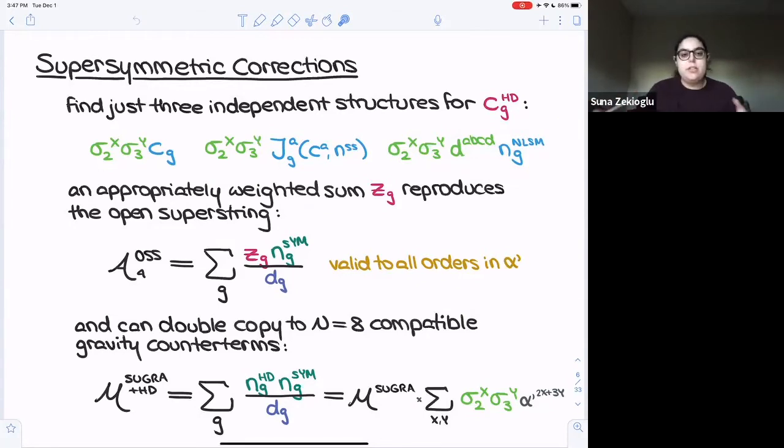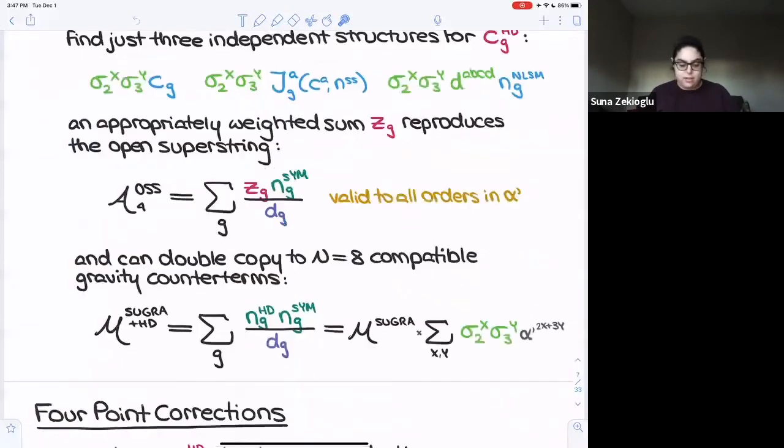And then if you sum those up over all orders with appropriate numerical coefficients and put it next to super Yang-Mills, we reproduce the open superstring to all orders in alpha prime. And here we have it done perturbatively, but we can also uncover these structures within the resummed expressions for the open superstring. We can also double copy to N equals 8 compatible gravity counterterms, and they turn out to be proportional to just the maximally supersymmetric gravity amplitude times scalar permutation invariance.